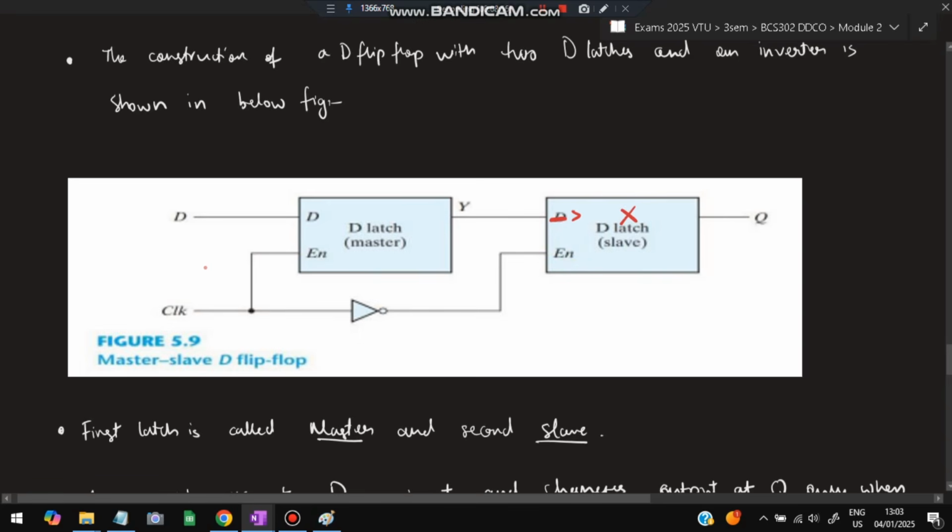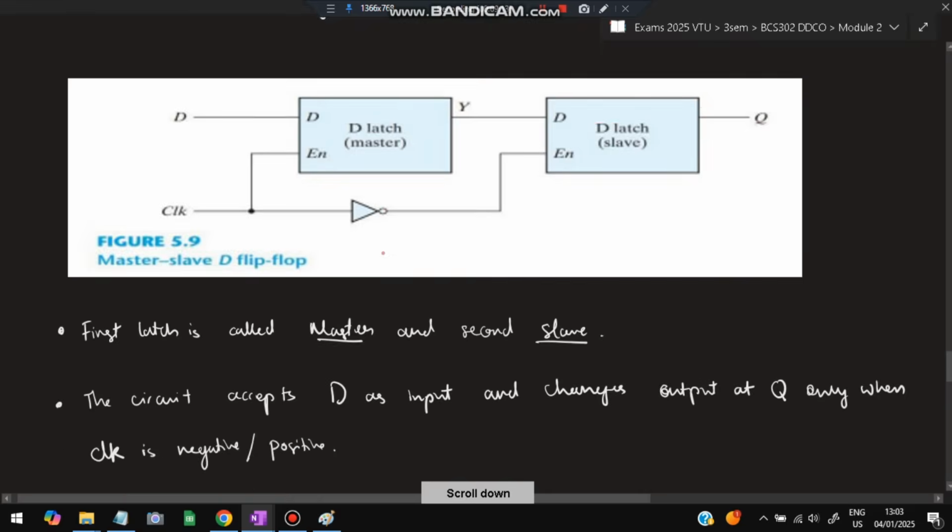When will it change? When clock will become 0 and this will be disabled, no more changes will be accepted from here. When 0 will be passed here, this will become 1, and when 1 will come here, this will be enabled, so the previous output will be shown here. Okay, like that, alternatively, it will change the values. This is the working of master slave D flip flop.